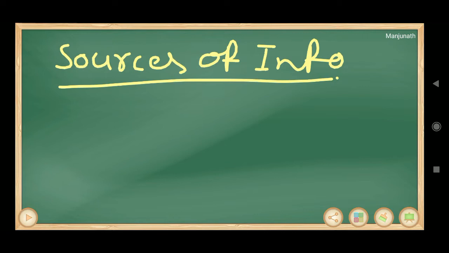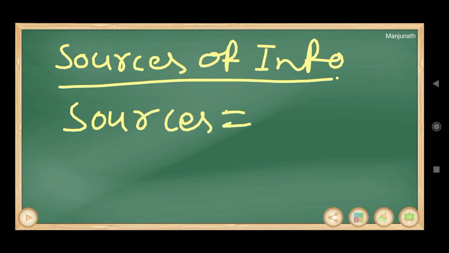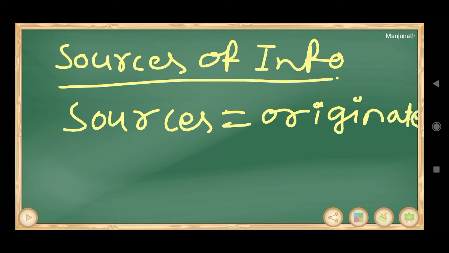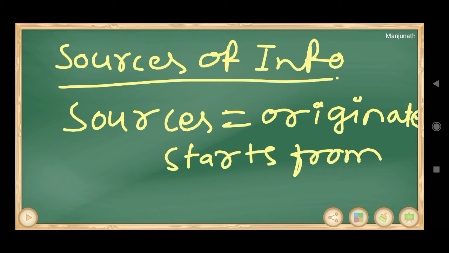So what are sources of information? Let's first know what a source is. A source is anything that originates, or in other words starts from. So in sources of information, the information starts from somewhere and we provide it to someone. That is about sources of information.